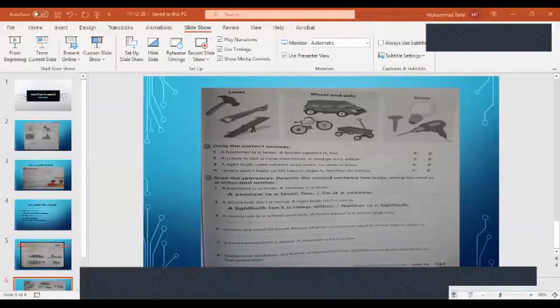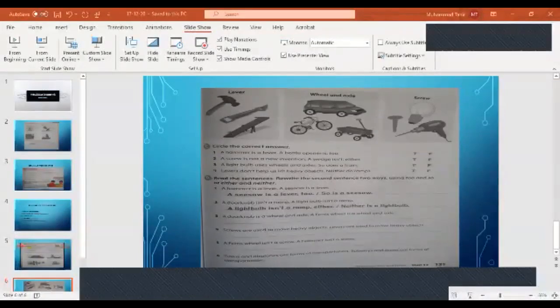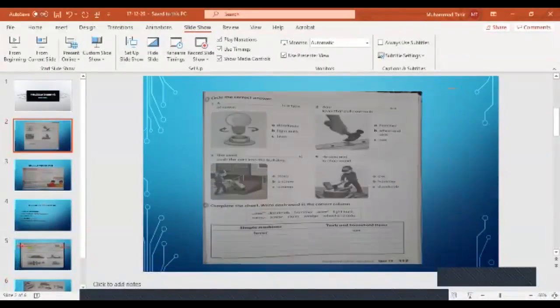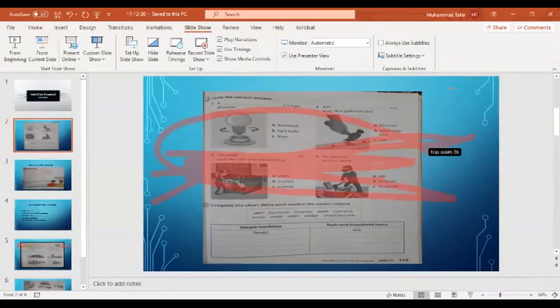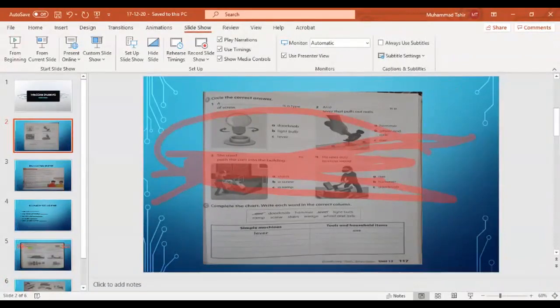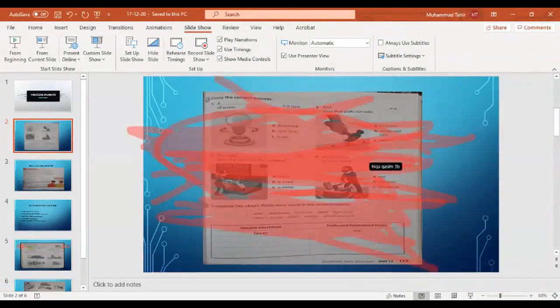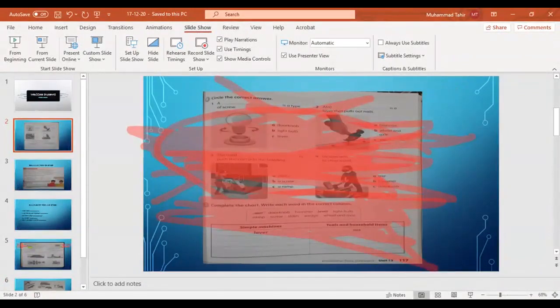Okay, students, what we need to do is, first of all, we have to do this part, the C part, okay? Those who have done it, who has done this annotation? Qasim, who is Qasim? Let me see. Who has done this? Haika Qasim. Who is Haika Qasim?